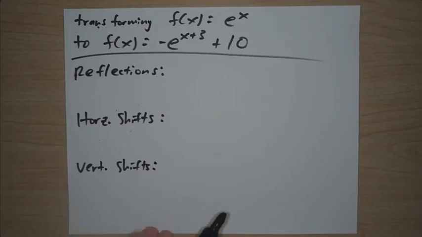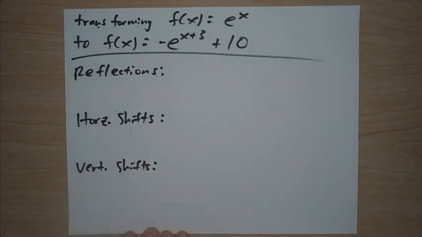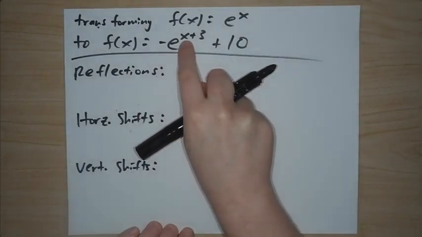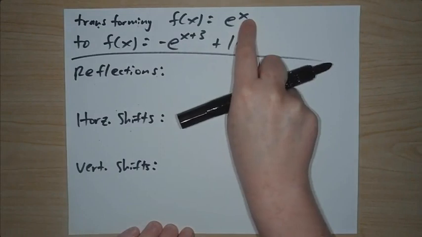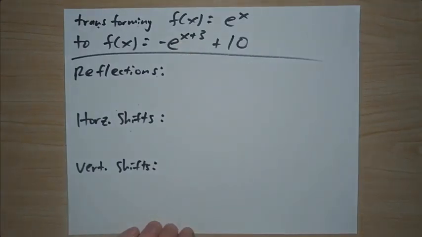So we'll look at if there's any reflections, any horizontal shifts, any vertical shifts. Starting at reflections, there's two types of reflections. There's a reflection about the x-axis and a reflection about the y-axis. If there's a reflection about the y-axis, then whatever's enclosed with our x would be negative. You can see, however, that our x from here to here is positive, so there is no reflection across the y-axis, like in example 1.